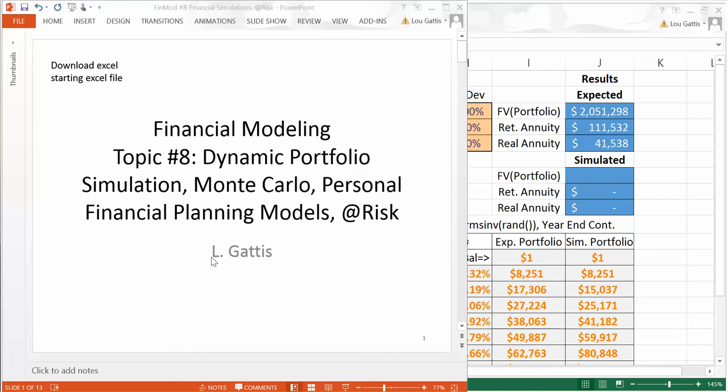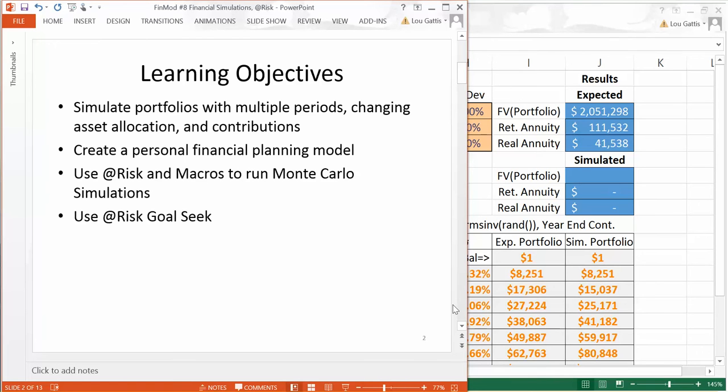Financial Modeling, Topic 8, Dynamic Portfolio Simulations, Monte Carlo, Personal Financial Planning Models, and Using @RISK. Copyright Lou Gaddis. In this topic, we're going to simulate portfolios with multiple periods, changing asset allocation and contributions. We're going to create a personal financial planning model, then use @RISK and macros to run Monte Carlo simulations. We'll also look at @RISK, which is a Monte Carlo simulation software.